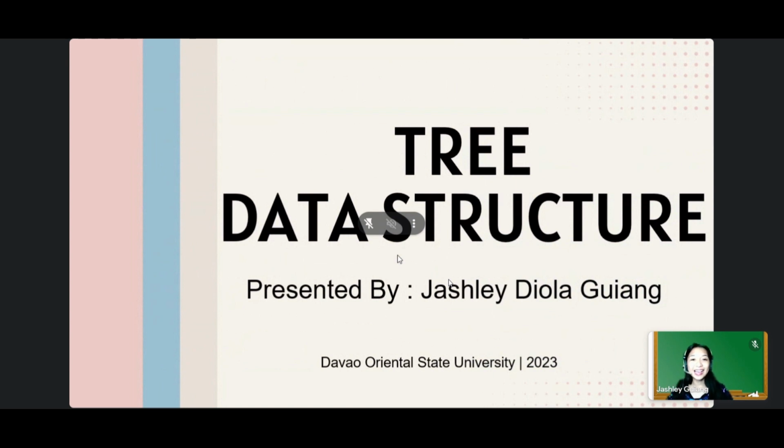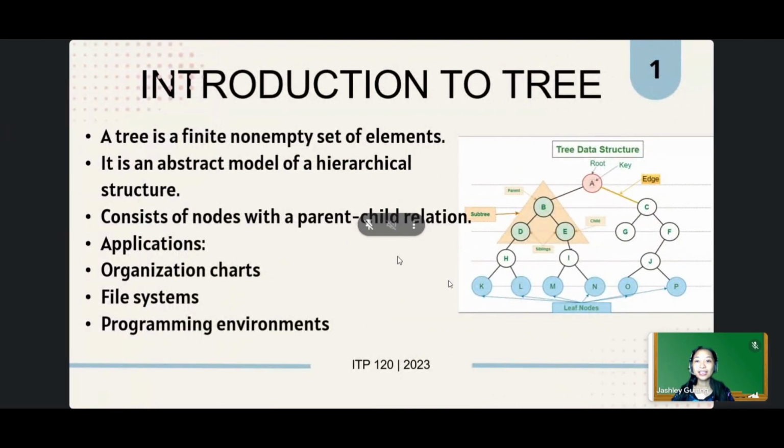Now, let's discuss the tree data structure. So, an introduction to tree. A tree is a finite non-empty set of elements. It is an abstract model of hierarchical structure, consisting of nodes with a parent-child relation. It is also applied for organization charts, file systems, and programming environments.